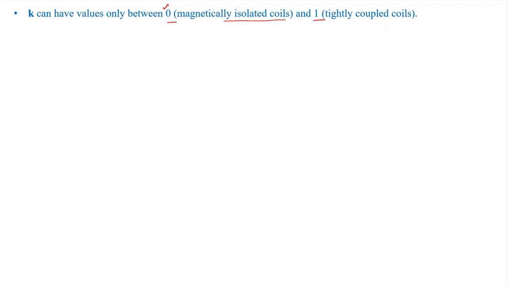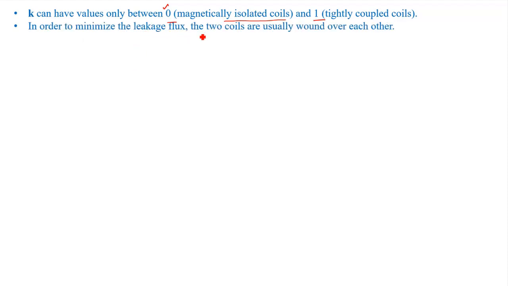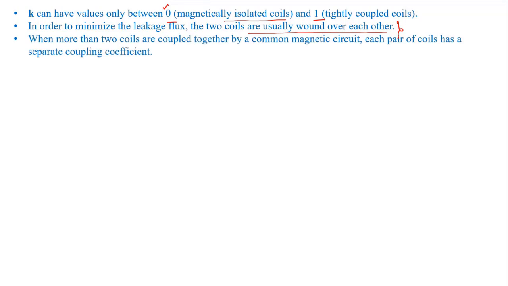That means it is wound over one another. That means coil 1 is wound, and over that again coil 2 is wound. Then we can say this is the tightly coupled coil. The leakage is very less, right? It can be neglected. So in order to minimize the leakage flux, the two coils are usually wound over each other. It is in fact the design of the transformer. In transformer we'll study how the windings are wound over each other in order to minimize the leakage flux. We'll discuss more about this.